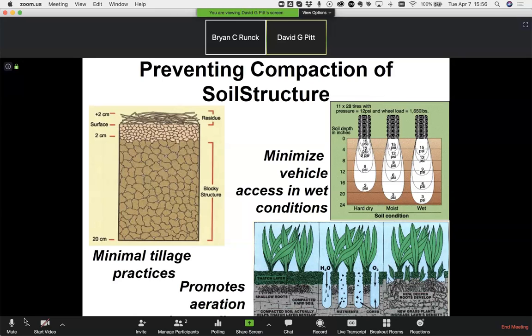In the upper left, we can see the influence of decreased soil structure associated with moisture conditions within the soil. In a very wet soil, as we see on the right-hand side of the upper right diagram, the pressure of tires or vehicles going across the surface of the soil penetrates much more deeply into the soil horizon than is true in dry conditions.